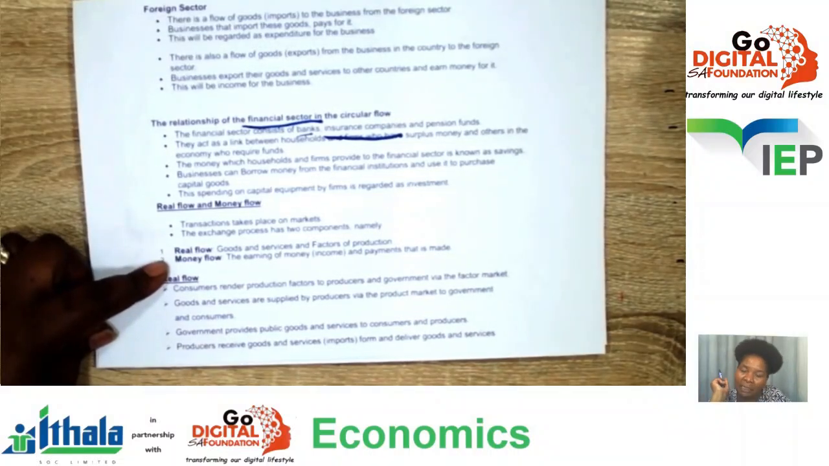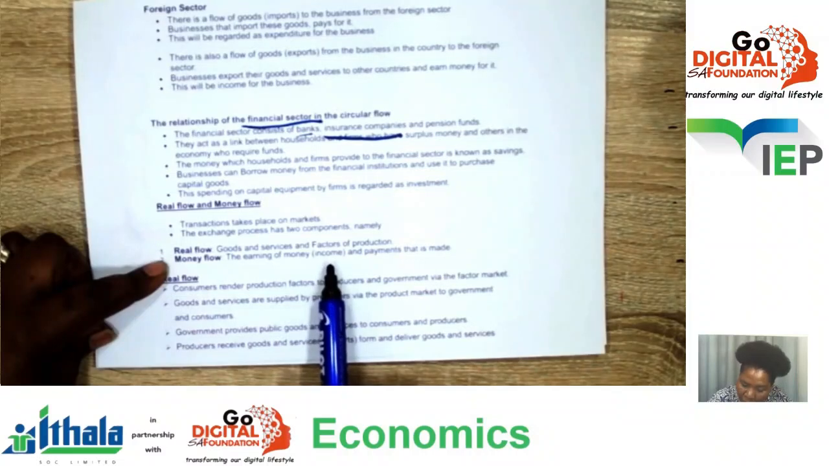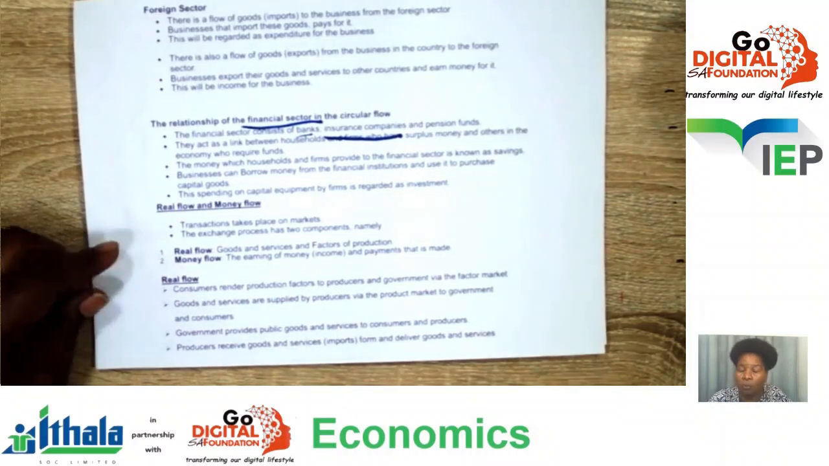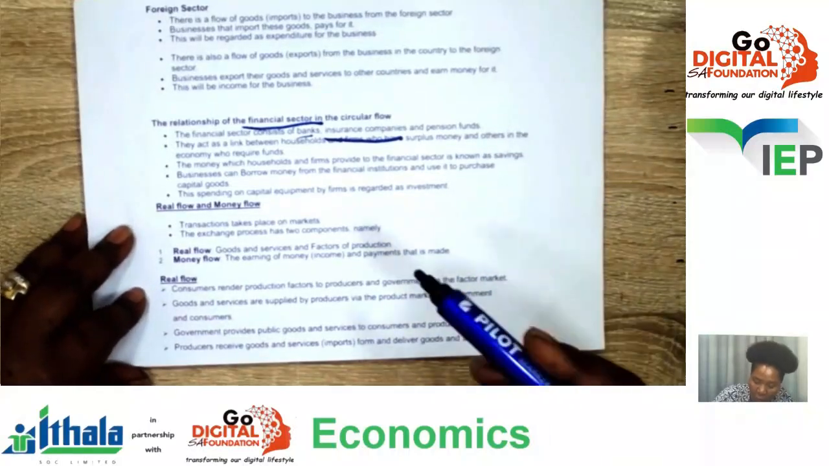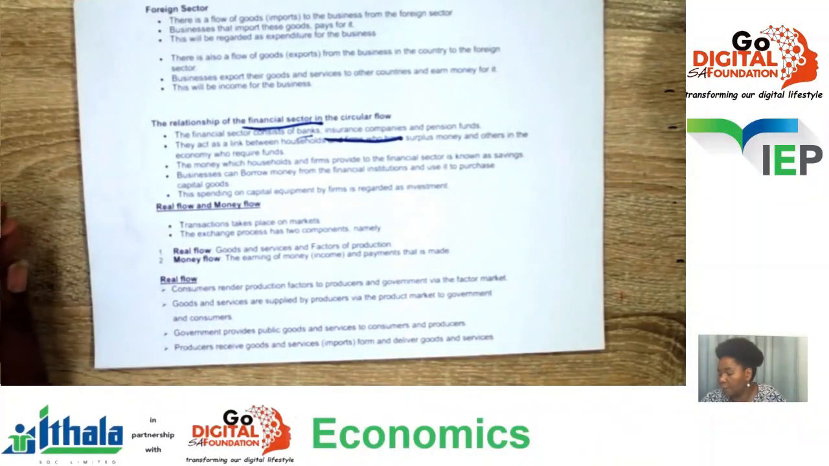What about money? I did tell you income and expenditure. That's money. It's a money flow. It's the earnings of money or income and payment when it's made. So all these tell us that all these participants interact because of this.